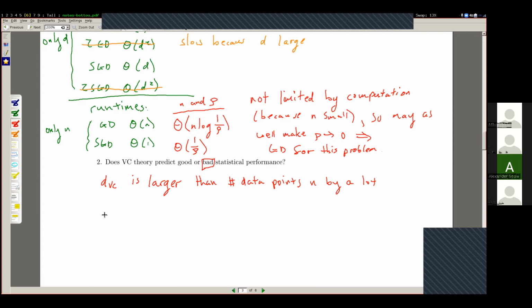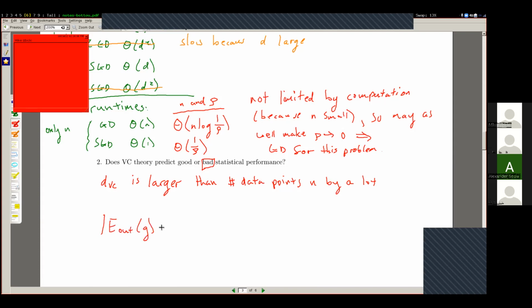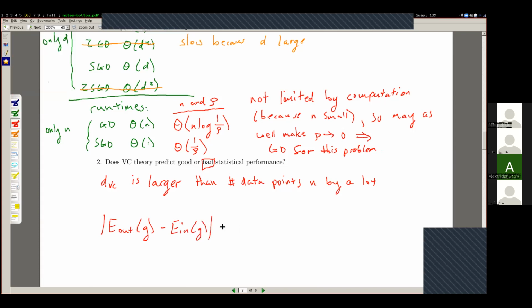And so in particular, E_out of g minus E_in of g, whatever we learned through optimization, we said that that's less than or equal to the square root of d_VC log n over n. And based on this statement over here, this is going to be a number that is so big, that's just a really big number.